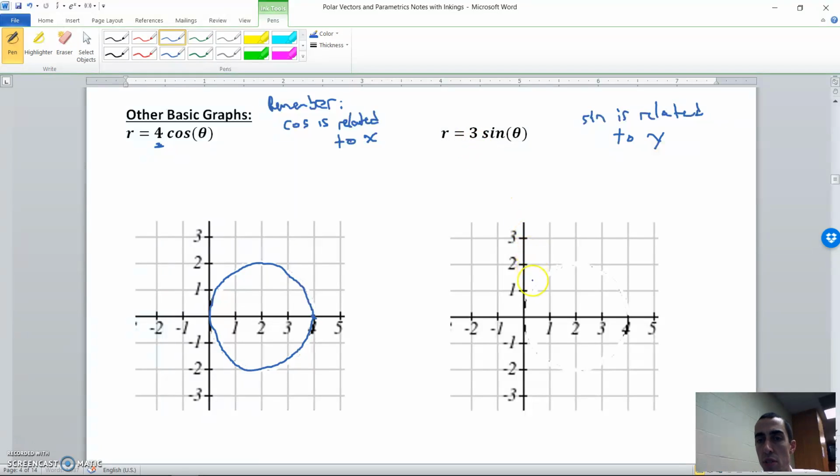R equals 3 sine theta is going to be something like it, but since sine is related to y, it's going to be a circle with a diameter of 3.